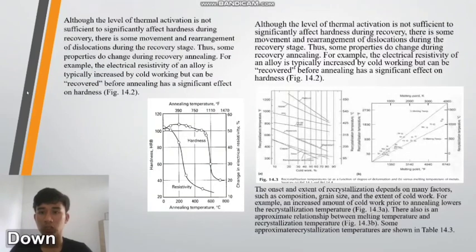Although the level of thermal activation is not sufficient to significantly affect hardness during recovery, there is some movement and rearrangement of the dislocations during the recovery stage. Thus, some properties do change during recovery annealing. For example, the electrical resistivity of an alloy is typically increased by cold working but can be recovered by annealing before it has a significant effect on hardness, figure 14.2.